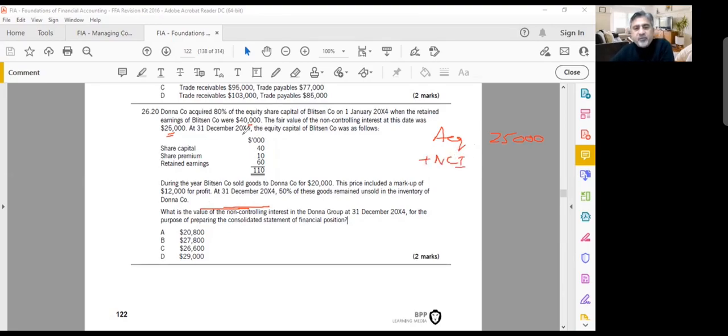At 31st December 2004, which is the end of the year, the equity capital of Blisson company was as follows: share capital 40, share premium 10, and retained earnings 60. So before, retained earnings were 40,000, now retained earnings are 60,000. So how much is the change? How much is the change? The change in the retained earnings is 20,000.